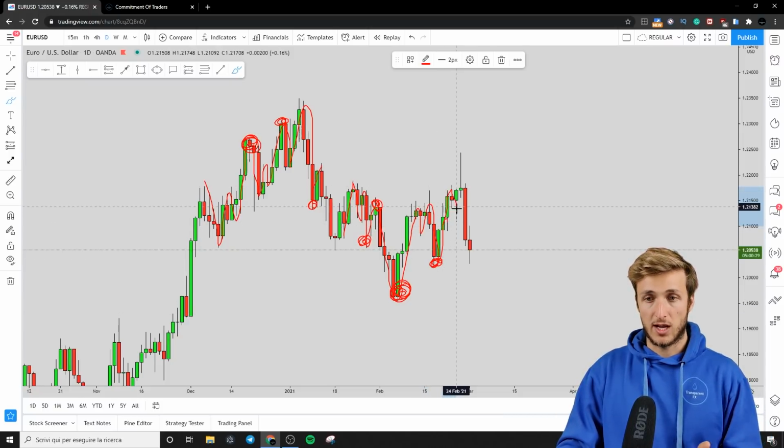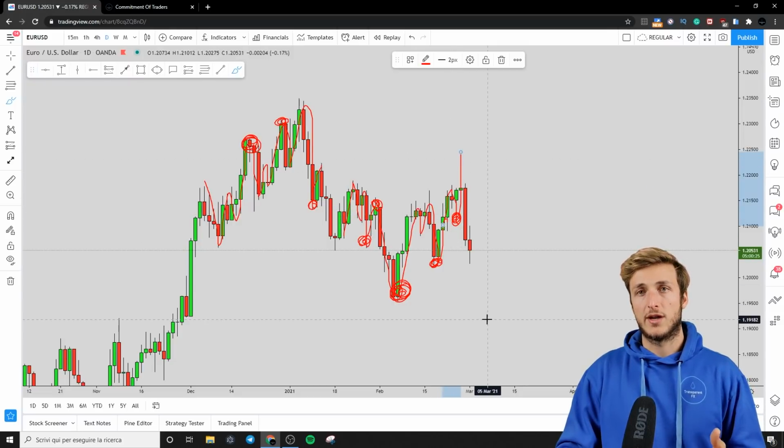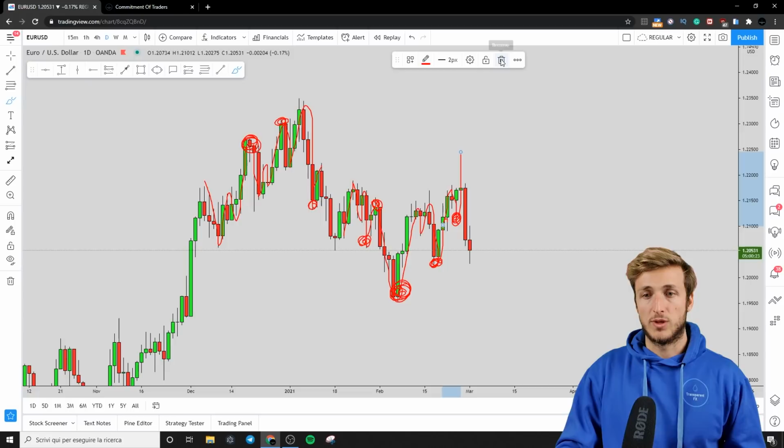And after the move to the upside, I explained why I wanted to see first a retracement and then the creation of a higher high. And again, that is exactly what the market did.